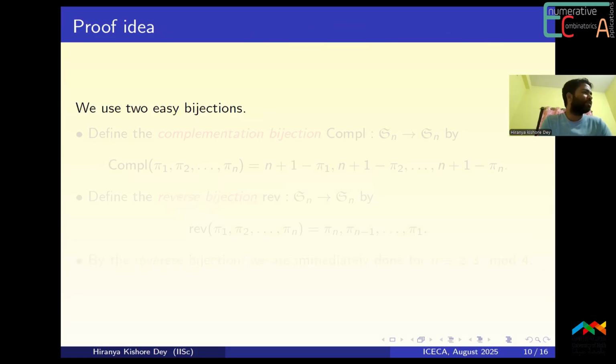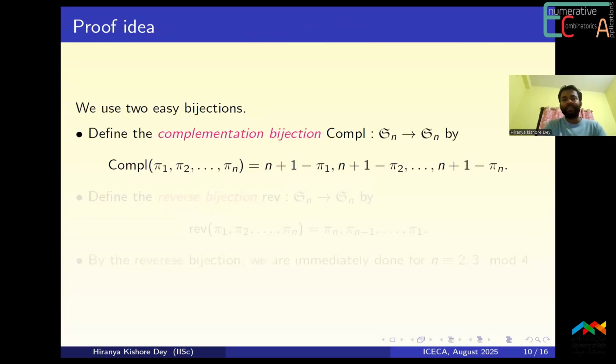Our proof actually uses two easy bijections. Firstly, the complementation bijection. As the name suggests, it takes a permutation to its complement. So you take pi 1, pi 2, up to pi n, to n plus 1 minus pi 1, n plus 1 minus pi 2, and going up to n plus 1 minus pi n. One can see that if one does this, it switches the peaks and valleys. So if pi has some peaks, the complementation of pi has valleys at exactly those places.